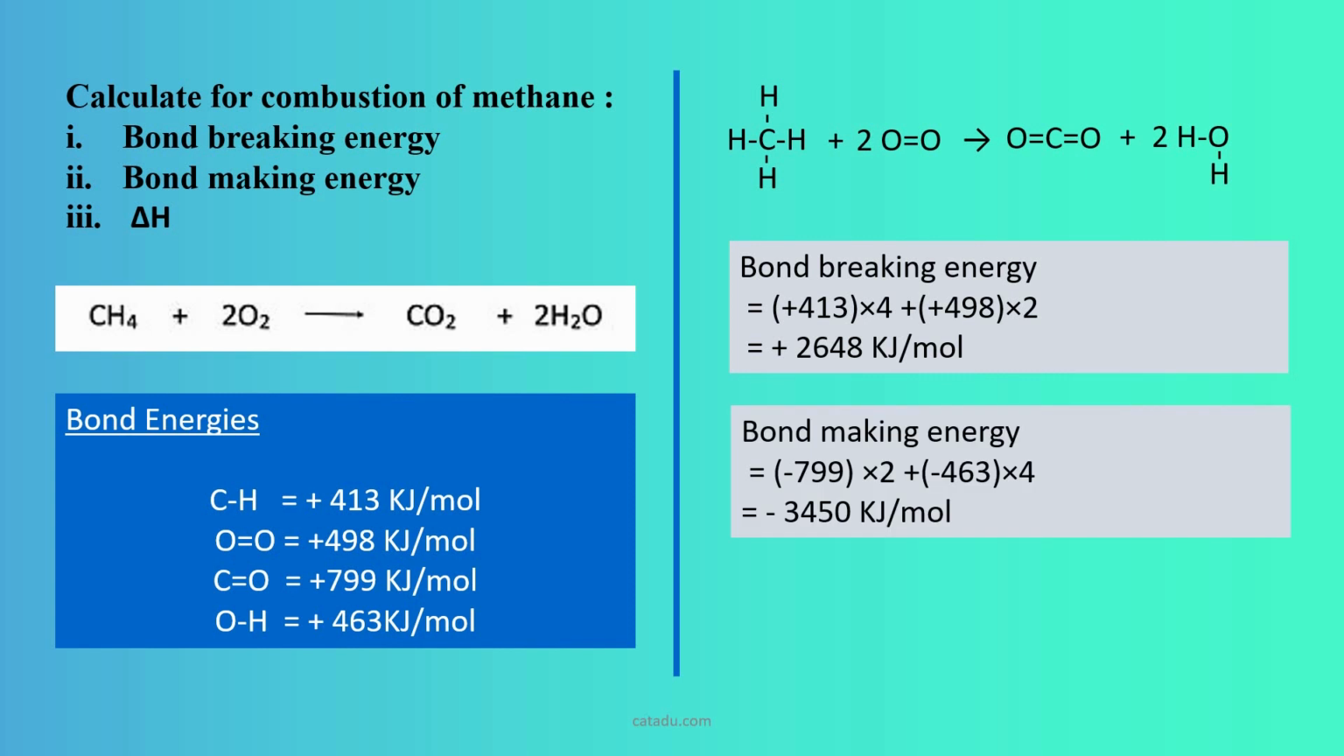Bond making energy: carbon-oxygen, 2 double bonds. For each bond 799 multiplied by 2, and oxygen-hydrogen, each bond has 463 multiplied by 4 oxygen-hydrogen bonds. So the total amount of bond making energy is negative 3450. Here the bond making energy is greater than the bond breaking energy, so it is exothermic, so delta H is equal to negative 802 kilojoule per mole.